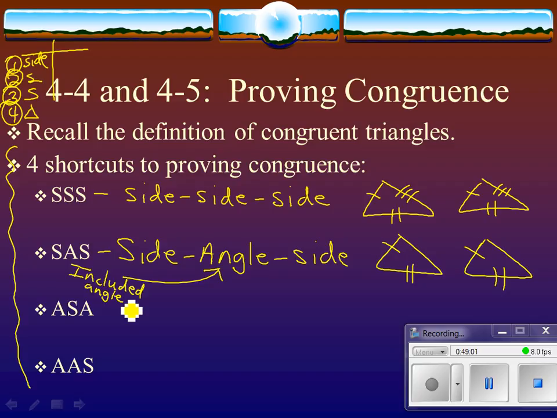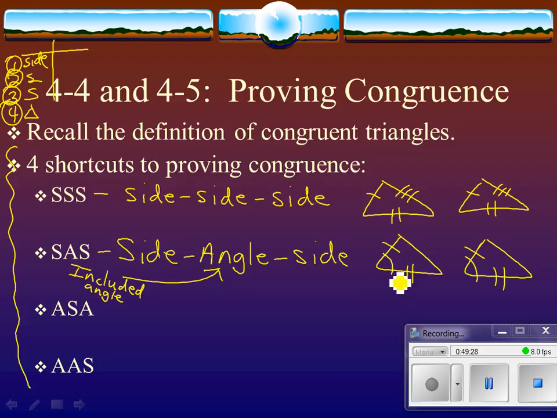All right? So in this picture, where would the angle be? Right in the bottom left corner. Yeah. So it'd have to be this angle is congruent to that angle. It's got to be the included angle. It's got to be the angle in between the 2 sides that you're showing are congruent. Why though? Otherwise, it doesn't work.